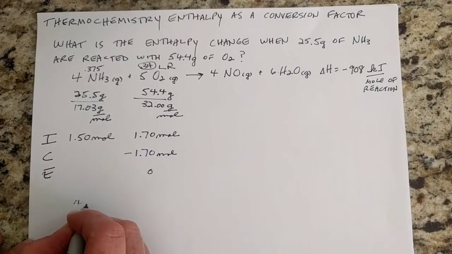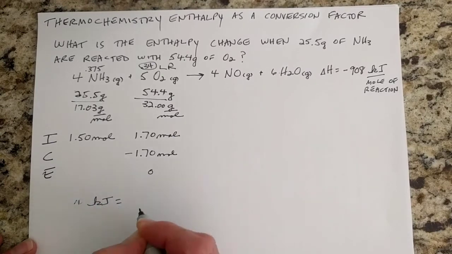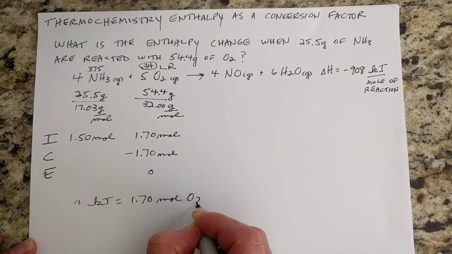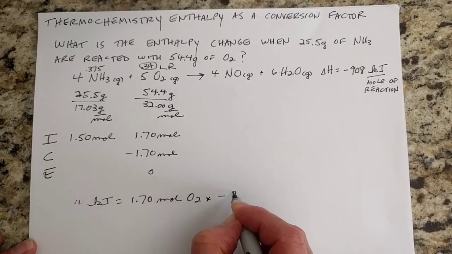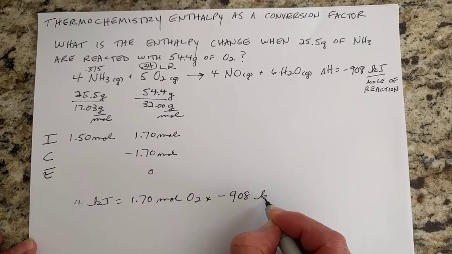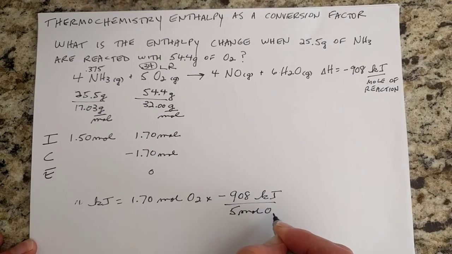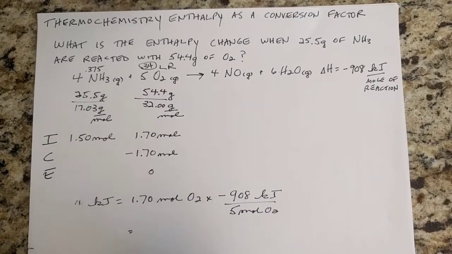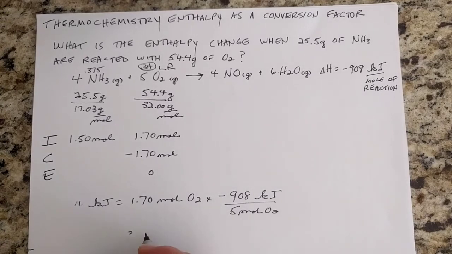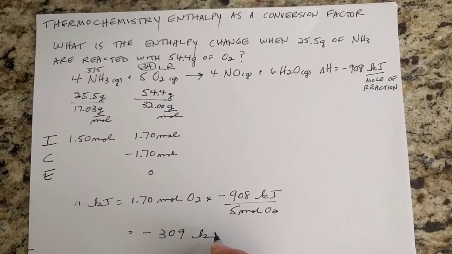So X kilojoules equals 1.70 moles of O2 times negative 908 kilojoules for every 5 moles of O2. So just do that calculation. 1.7 times negative 908 divided by 5 equals... So our answer is negative 309 kilojoules.